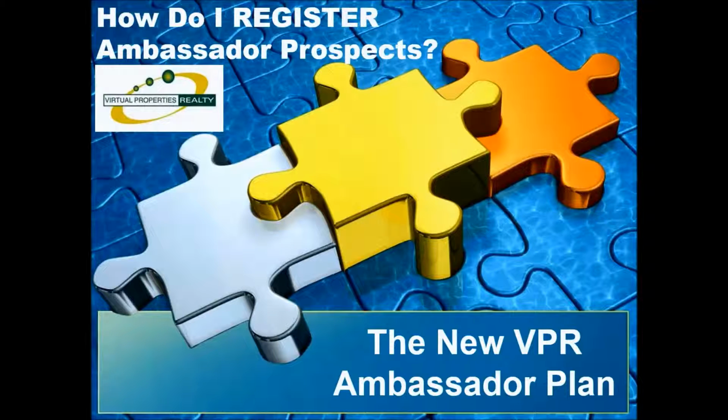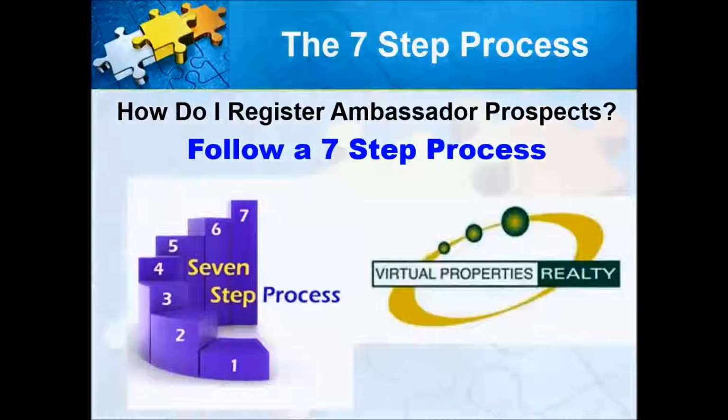I'm here to bring you additional information about the Ambassador Program. This is about how to follow the 7-step process for creating a level 1, for registering one of your agent prospects. A level 1 is the first step in acquiring passive residual income.